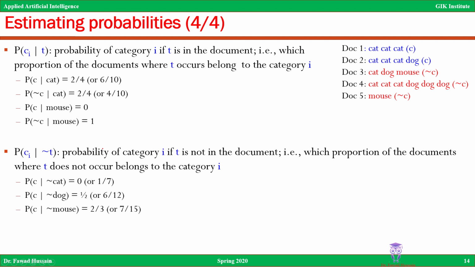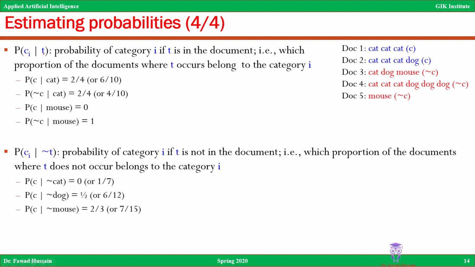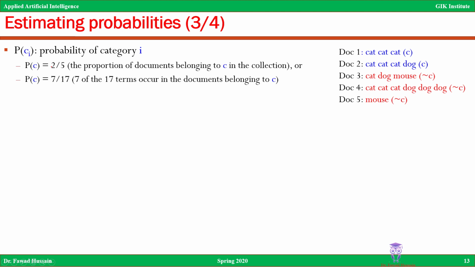This is the probability that C will occur given that T has occurred. This was the probability of C independent of T. So we know that the probability of C is 2/5: there are 5 documents, and 2 documents belong to category C. However, when I say given T, so when I say given cat, cat occurs in only 4 documents. How many of those 4 belong to category C? 2. So initially it was 2/5. Now the conditional probability is 2/4.